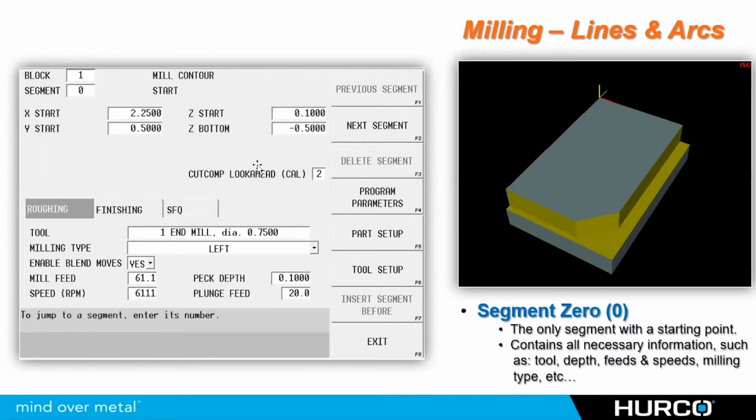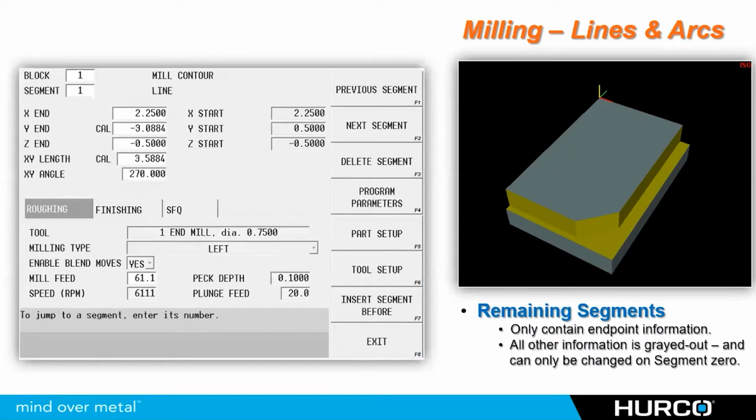So here on this presentation I brought up, we're going to do that by using segment numbers. You see that we're in block 1, segment 0. Segment 0 is the beginning of the contour and the only place we're going to have a start point. From that point on, we'll have segment 1 through whatever we need to complete this contour, and every other segment will have an end point. Also, segment 0 is the only place that we can change what tool we're using, the type of cut, how deep, speeds and feeds, things like that. So segment 0 will be the beginning of the contour and probably our most informational block.